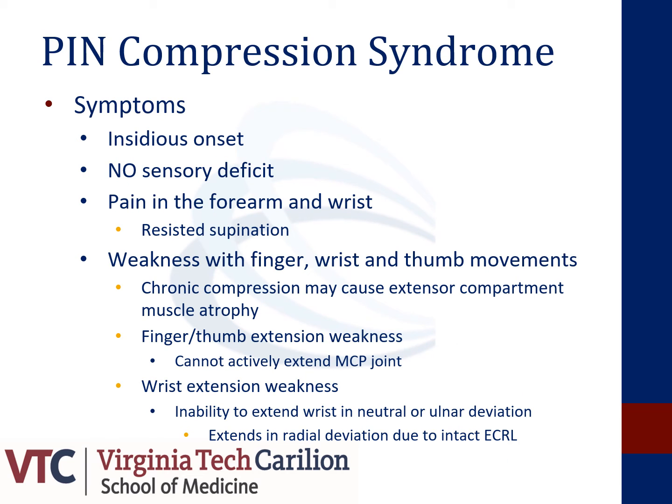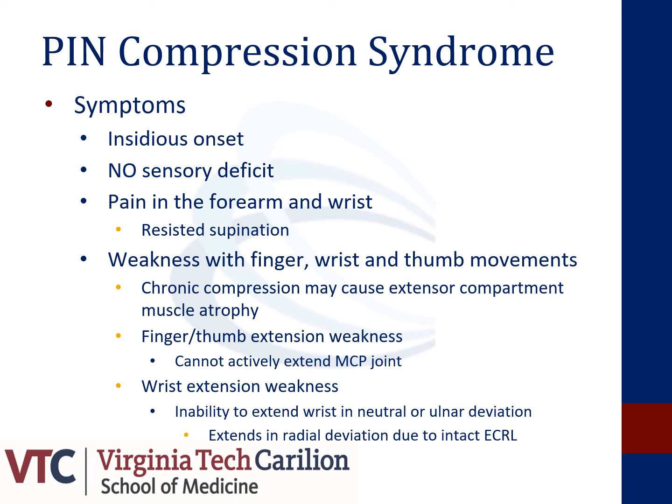Symptoms associated with PIN compression. It is of insidious onset without any associated sensory deficit. There is pain in the forearm and wrist, specifically with resisted supination, and there is associated muscular weakness involving the finger, wrist, and thumbs. Chronic compression of the PIN may cause extensor compartment muscle atrophy.